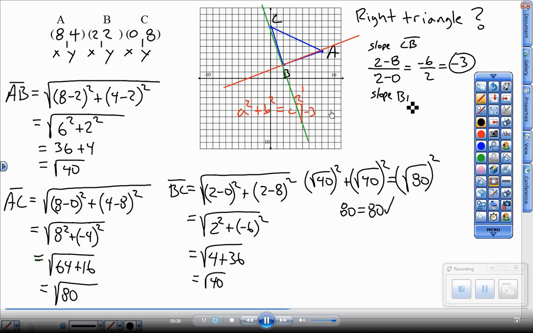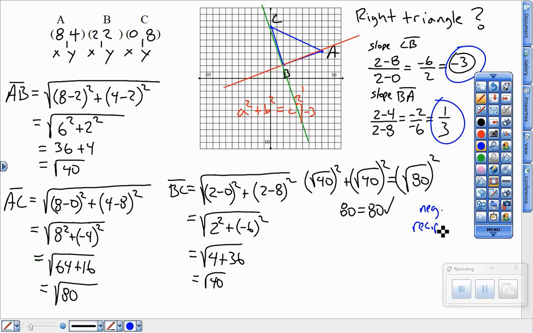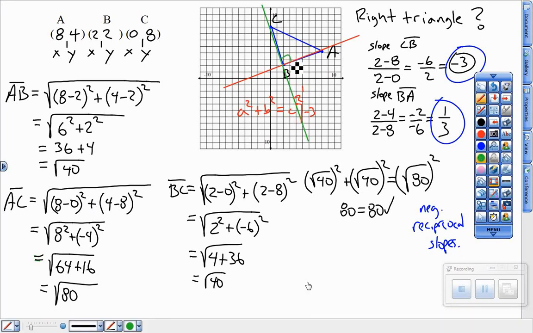Now if I find the slope through the points BA, doesn't matter the order, I'm going to go right to left with my y's and stay consistent with my x's right to left. I could have went 4 minus 2 over 8 minus 2, doesn't matter as long as you stay consistent. But no matter what, one slope is negative 3, the other slope is positive 1/3. That is a negative reciprocal. Those are perpendicular. That proves not only with these lengths, but it proves that those slopes are perpendicular too. Blue.